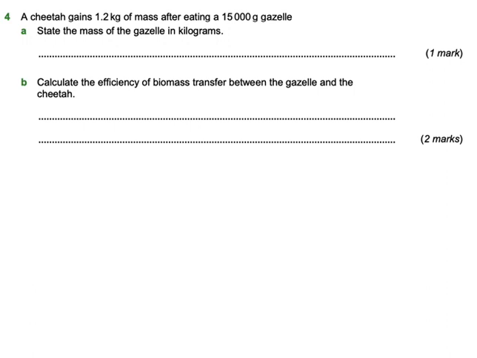Part B, calculate the efficiency. So we've got 1.2 kilograms of mass in the cheetah after eating the 15 kilograms of the gazelle times by 100, and we get an answer of 8%. 1 mark for 1.2 kilograms divided by 15 kilograms and 1 mark for 8%.